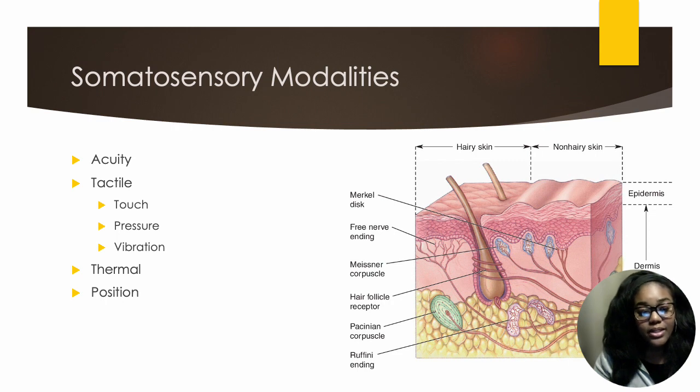It's also important to note that when we have sensory stimuli, there are different modalities. Again, we have the different acuities, how severe it is. We have thermal, which helps differentiate between hot and cold. You have positioning that helps you determine your stimuli. And with tactile or touching, you have different pressures and vibrations that help send stimuli to your brain to help you feel those sensations.